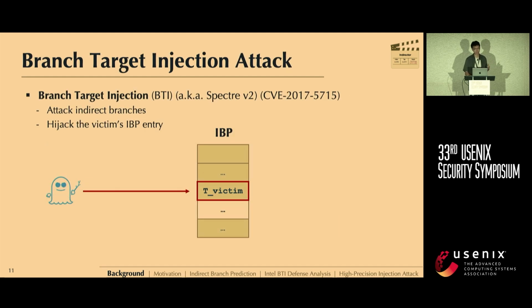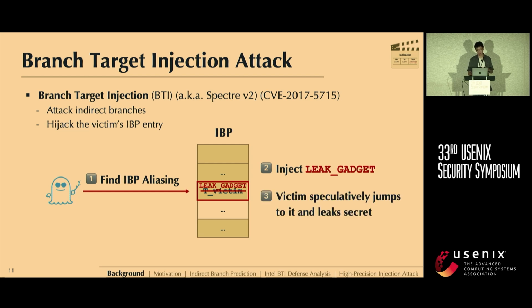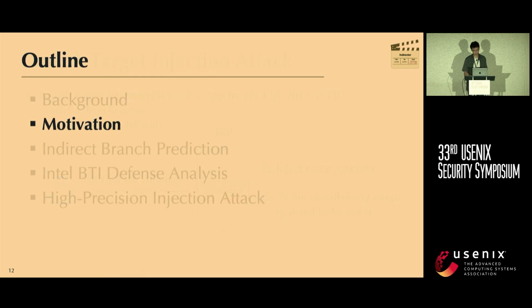In the branch target injection attack, also known as Spectre V2, the attacker targets indirect branches and hijacks its IBP entry. The attacker first finds IBP aliasing with the victim, and then overwrites with a leaked gadget. Then the victim is misled to this gadget during speculation.